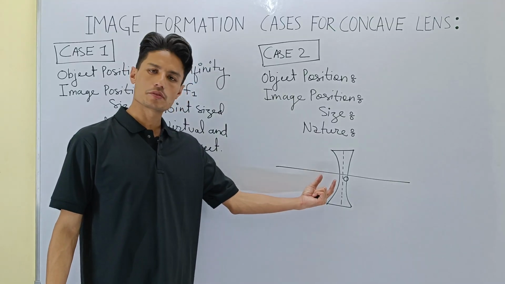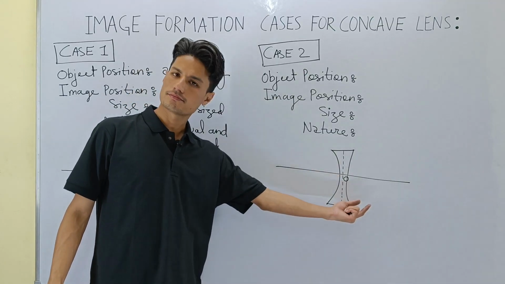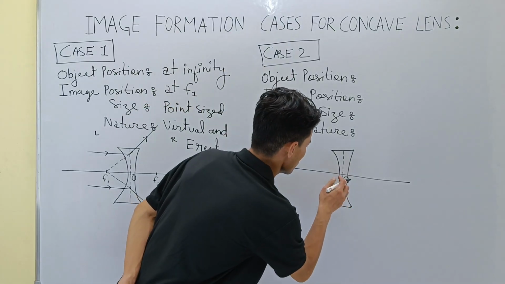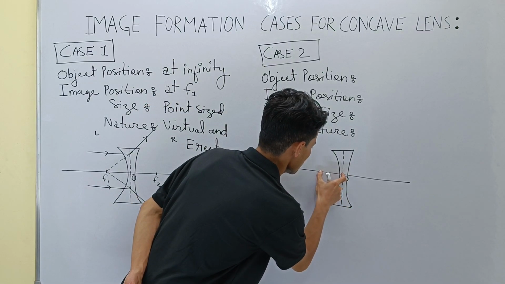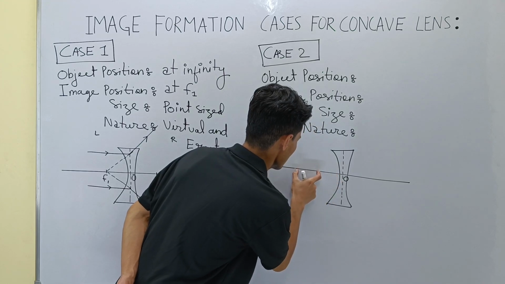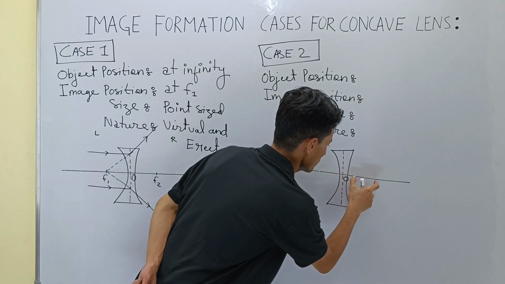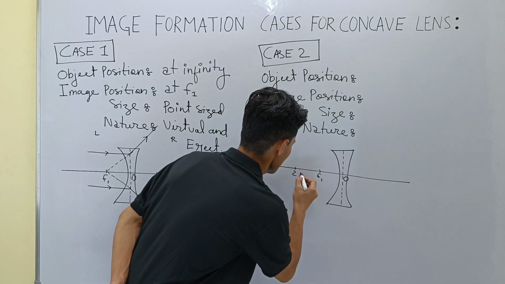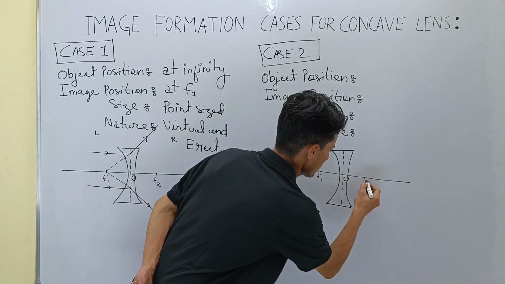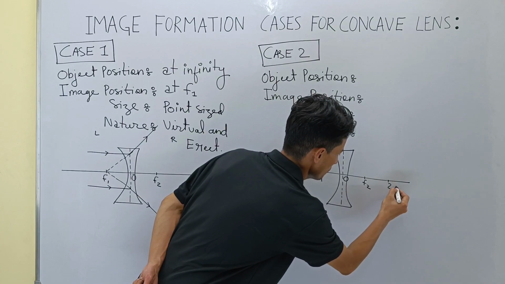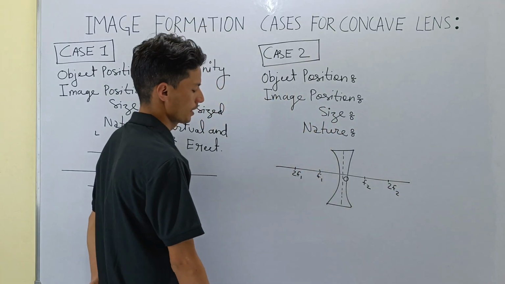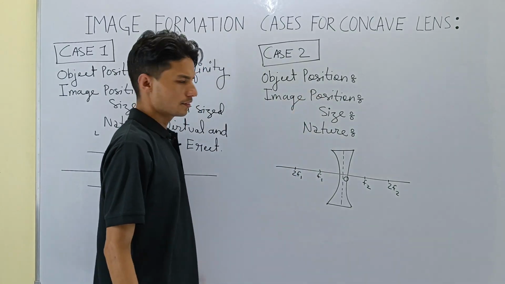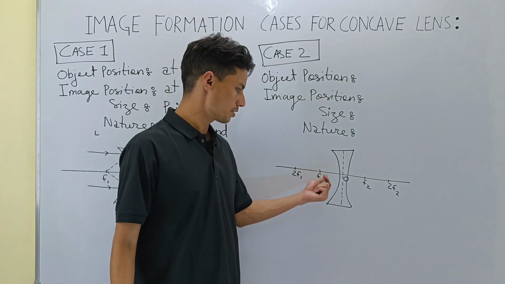Okay, now what do I have to do? I have to label my f1, f2. Okay, so let us take the f1 here. Let me keep it here, then here. Similarly, let me go here now. So this is my f1, and this becomes my 2f1. This is my f2. This becomes my 2f2. Okay, now the object is in front of the lens.